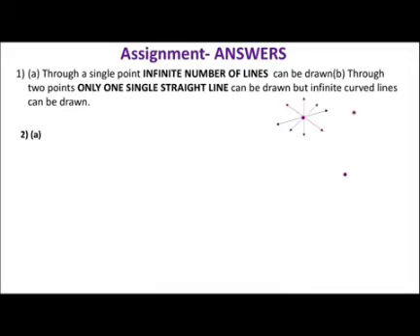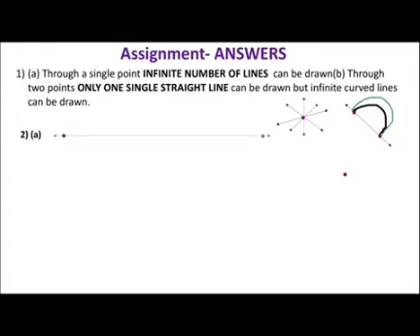Now with two given points, let's see how many we can draw. Now I have two given points. Through them, we can draw only one single straight line, but we can draw any number of curved lines as shown. Is that clear, children? So through one single point, infinite number of lines can be drawn. Through two points, only one single straight line can be drawn, but infinite curved lines can be drawn. Up and down you can draw.